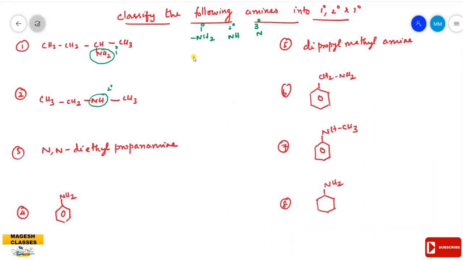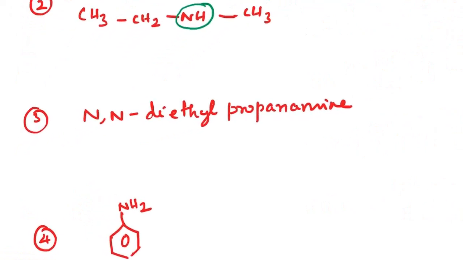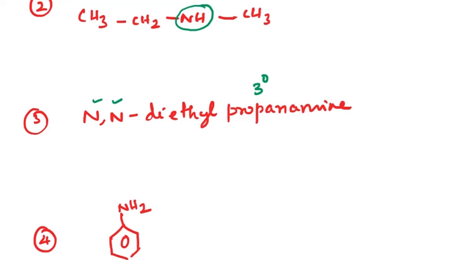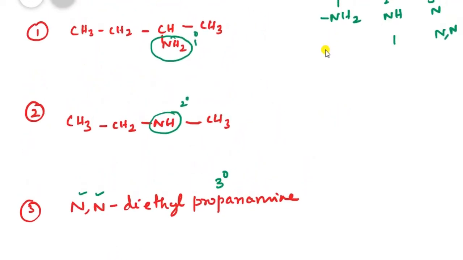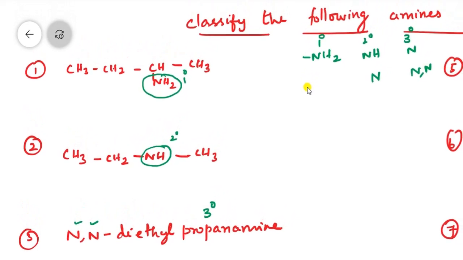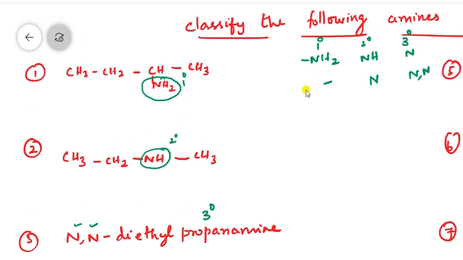Okay. Now see the nomenclature, IUPAC nomenclature. The name is N,N-diethyl propanamine. If two alkyl groups are substituted on the nitrogen, that is, two N's are present, it is a tertiary amine. So in the tertiary amine, there are two N substituents present. Here only one N is substituted. Here there is no N. This is in the case of the IUPAC name.